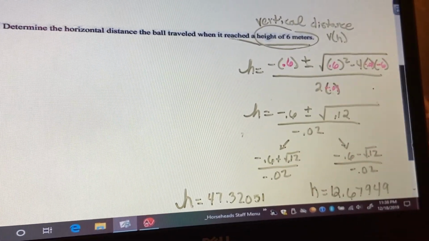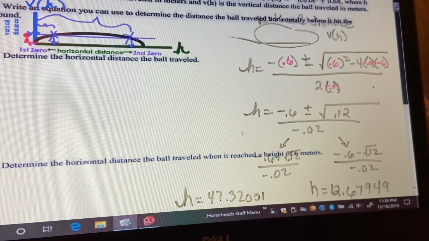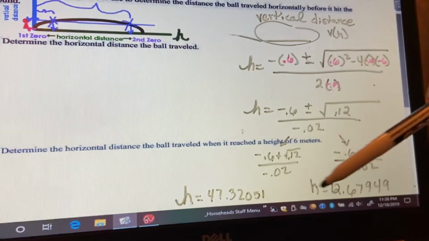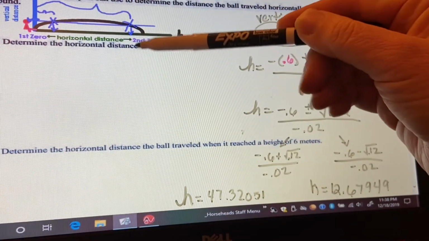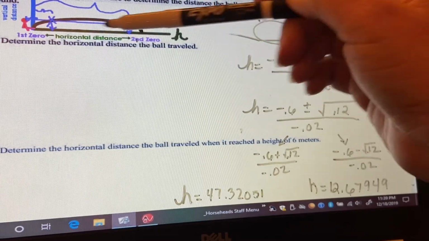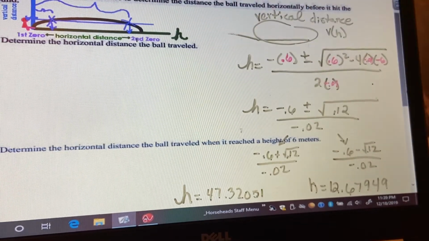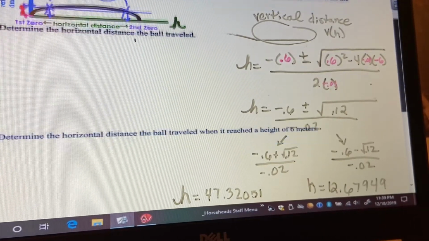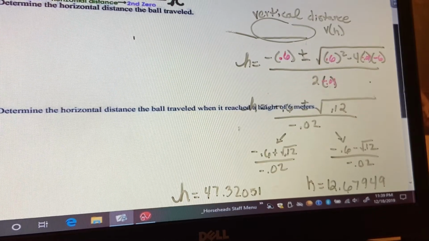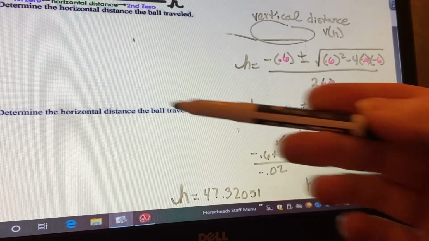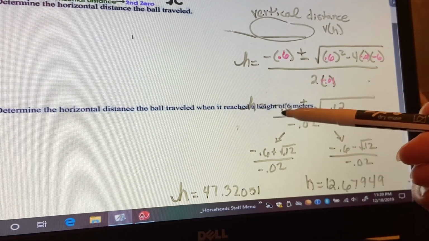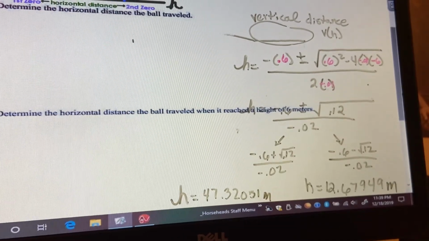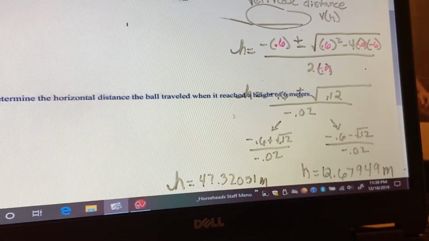So if we went back up to here, you would have to stand 12.6 meters away, and you'd have to stand 47.3 meters away from your friend there to catch the soccer ball when it's 6 meters in the air. You must have a really long net there. And it's a word problem, so you would write this in a word solution. You would say the horizontal distance the ball traveled when it reached the height of 6 meters is this and this. I'll leave that to you. Because of time's sake, let's go.